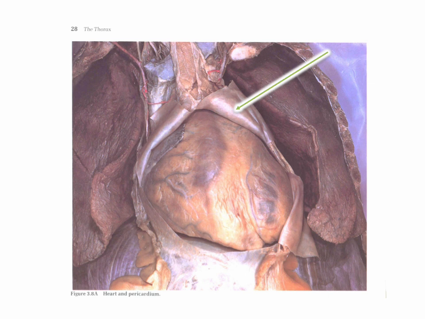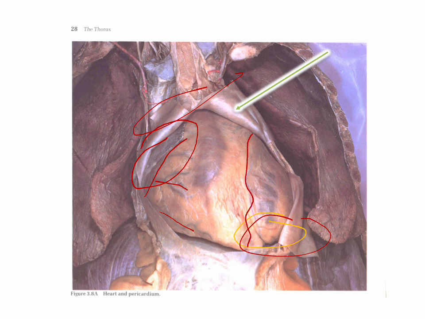Another look at the heart. This one is more real life. You see the apex of the heart here. The base of the heart is kind of in the back, but we can also see a little bit of the right atrium here and the sulcus here.